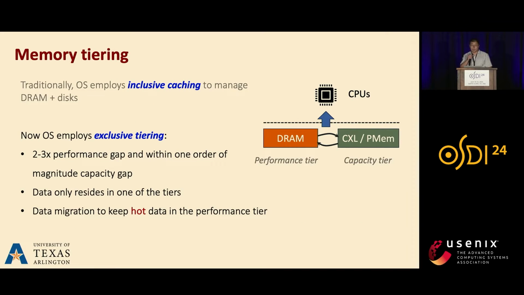In the new memory hierarchy with tiered memory, because the performance and the capacity gaps are much narrower, the Linux operating system employs exclusive tiering to manage the data between the capacity tier and the performance tier. Exclusive tiering ensures that a specific page only resides on one of the tiers and has no copies on other tiers. Exclusive tiering relies on page migration to move the hot data to the performance tier and cold data to the capacity tier. Although exclusive tiering maximizes memory utilization, it incurs a high migration cost and may not lead to overall good performance.